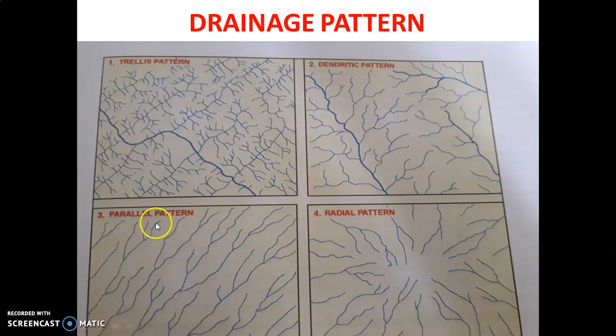Parallel pattern. In parallel pattern, rivers and streams are parallel to each other. Next is radial pattern. In radial pattern, the river comes from the top of the mountain, and when it falls from the mountain, it falls in all directions, radiates outward, and moves in a circular direction.